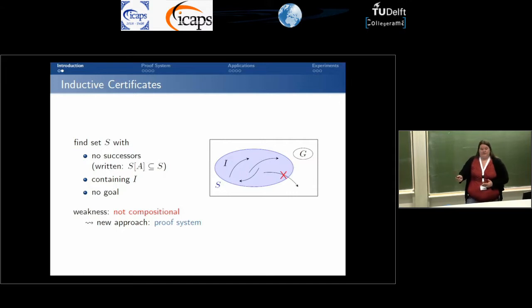Now, the weakness that we have with this approach is that it is not compositional, so we need to find this one big set. We have also seen last year that we could cover heuristic search with merge and shrink, say, or heuristic search with the h2 heuristic, but we could not create a certificate for heuristic search with the maximum of these two heuristics, because they require different representations, and we could just not put it together. So this was the incentive for our new approach, which is based on a proof system.